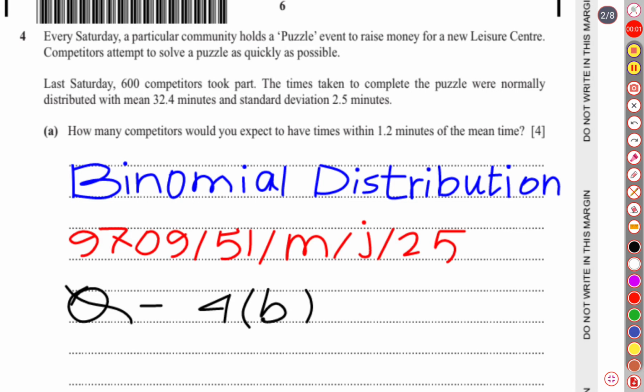Well, our present topic is binomial distribution, and for binomial distribution, I have chosen paper 9709/51 for the session May June 25, and we are going to solve question number 4. But not every part of question number 4 belongs to binomial distribution, because part A belongs to normal distribution. So let's see question number B.